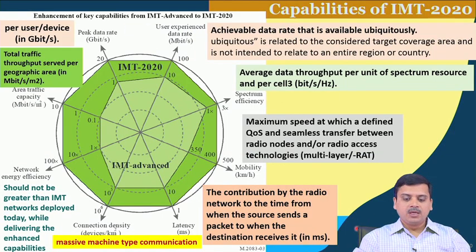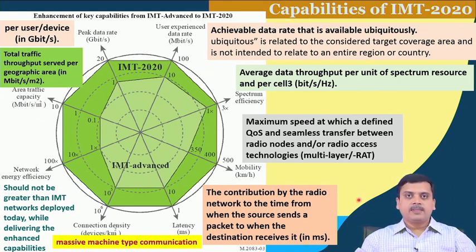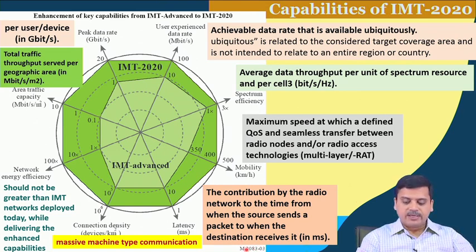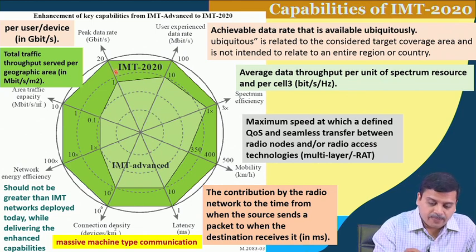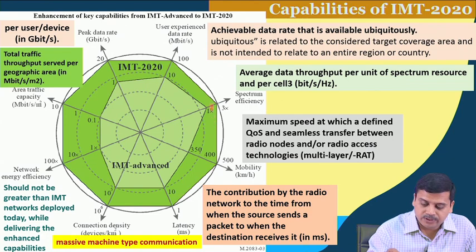5G. So, in this picture we have summarized all the things that we have been discussing, and again this particular picture is present in M.2083. So, here what you see is that the outer radius and the different points describe the IMT-2020 requirements. We will again go through them further, and this inner one is the IMT advanced requirements.